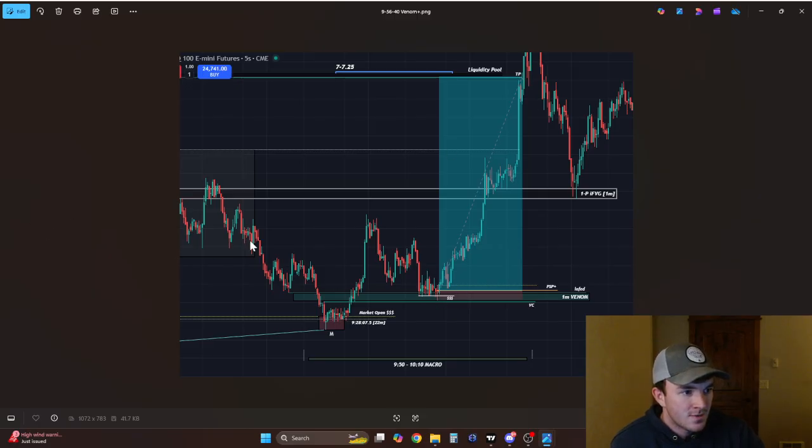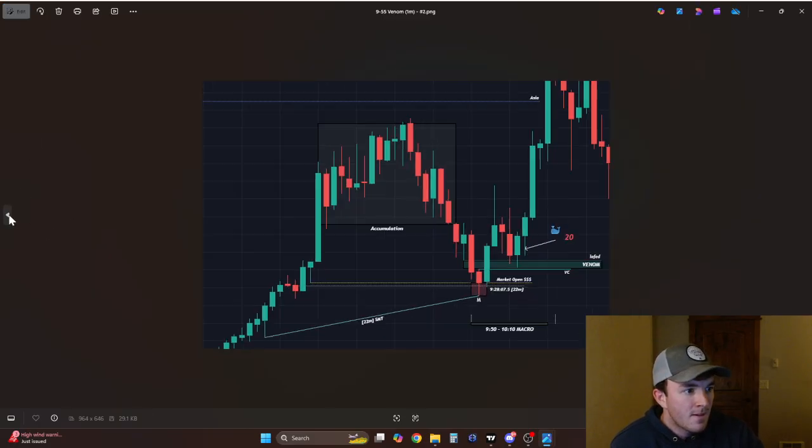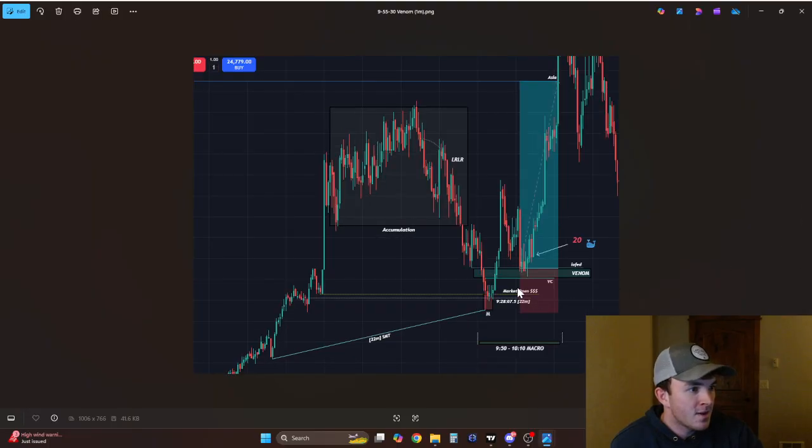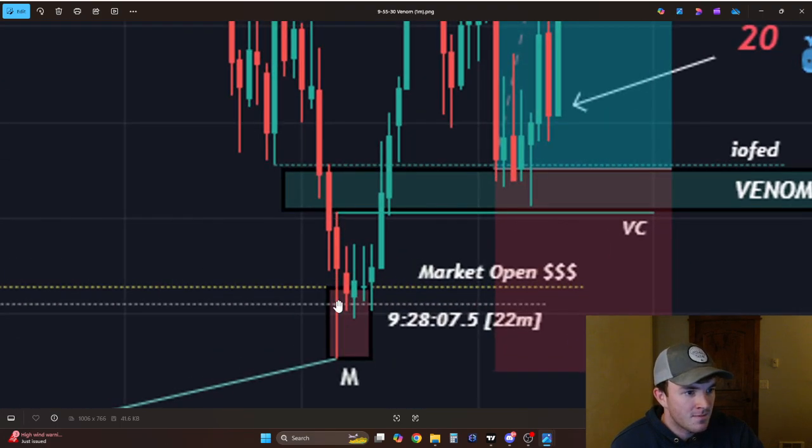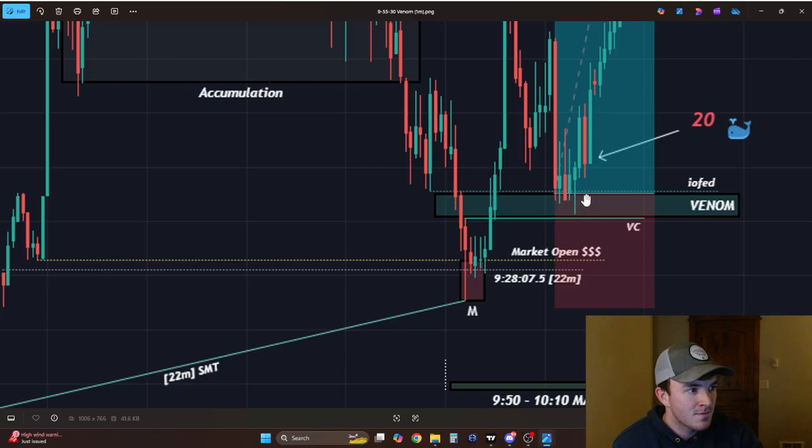This is kind of cool. Okay, here's the Venom model, right? This is exactly how you take the Venom model, where you just enter on the retest of the BPR. You'll note we actually do not come down to the order block, which is the Venom candle. That's what VC stands for. But we do come to the top of it, which is the IOFED entry.